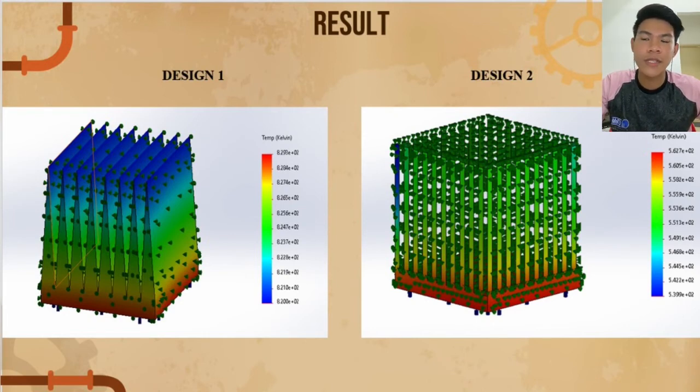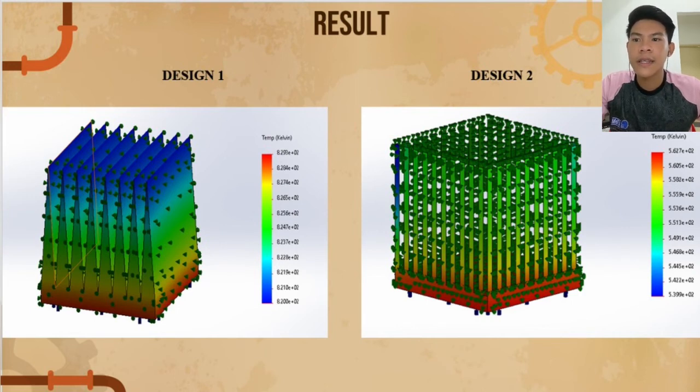For now we have two designs, which are design 1 and design 2. We can see the differences between the fin types. So for design 1, it dissipates heat uniformly. From the bottom, you can see that the red color is the highest temperature in Kelvin, which is 8.293 exponent power of 2, and the blue one means it is the coolest point on this fin, which is 8.200 exponent power of 2.